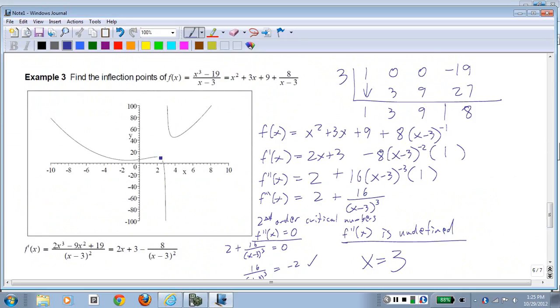Maybe. Does it look like it's concave up to the left of that and concave down to the right of that? And then on the other side of the vertical asymptote, it's concave up right there. Or convex down.